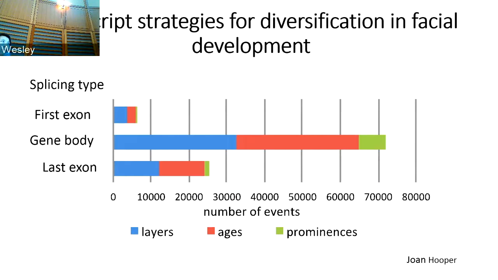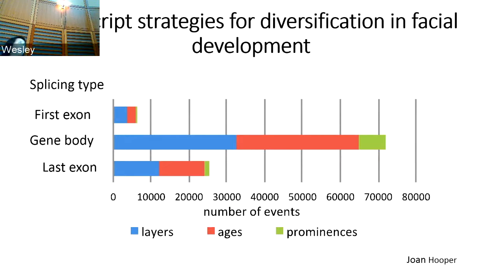Here, the blue shows the alternative splicing differences between layers, red shows the alternative splicing differences between ages, and green shows the differences between prominences. From here, we can clearly see that in all three categories, the differences between layer and age dominate the changes, and there is only a little change between prominences.